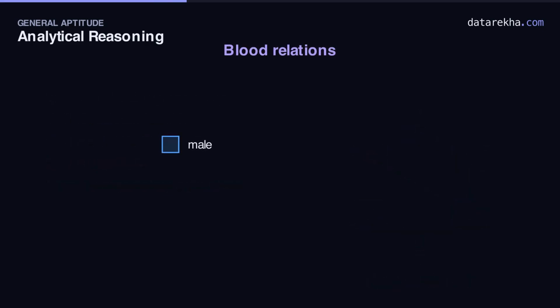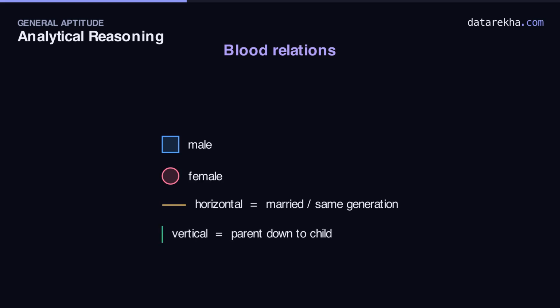Blood relations look scary only because the language is slippery. The cure is a tiny drawing. Square for male, circle for female. A horizontal line is a marriage, or the same generation. A vertical line drops from parent to child. 1 generation per row. And one golden habit.